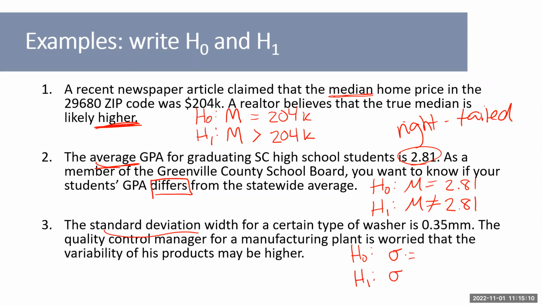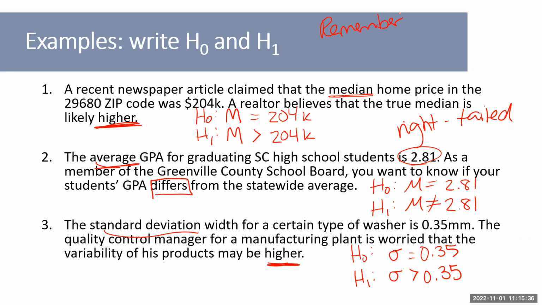And our null hypothesis has to be equal to something. If nothing's going on, it's still equal to 0.35. So that means 0.35 will be our alternative also. And he's worried that the variability might be higher, so we're going to have greater than. That's it.